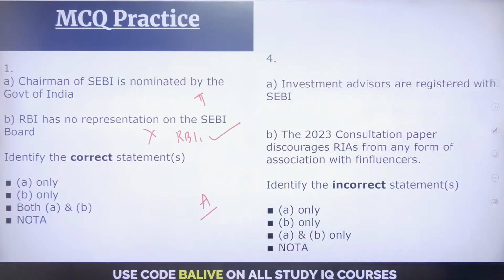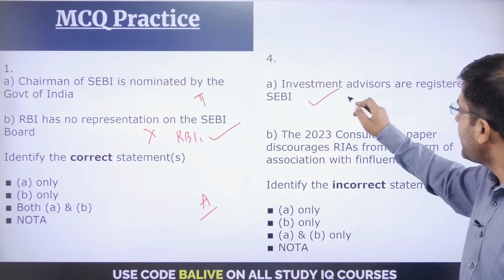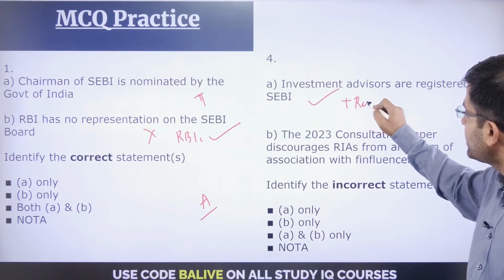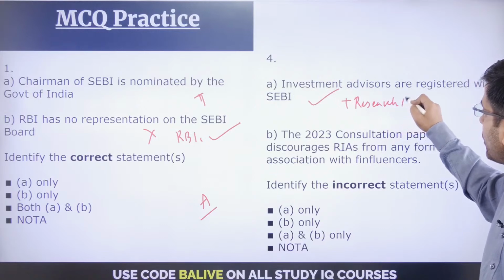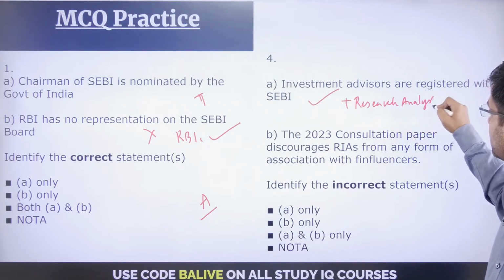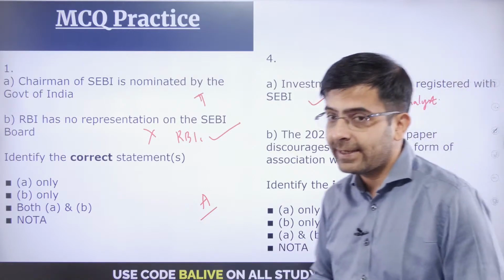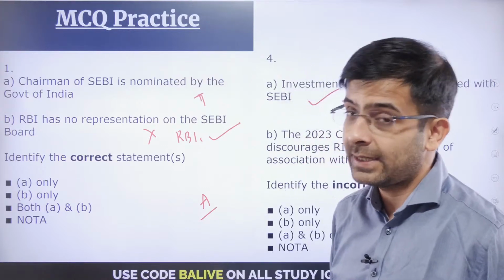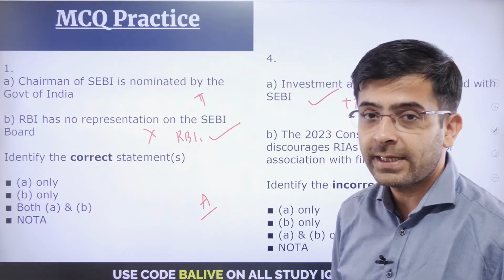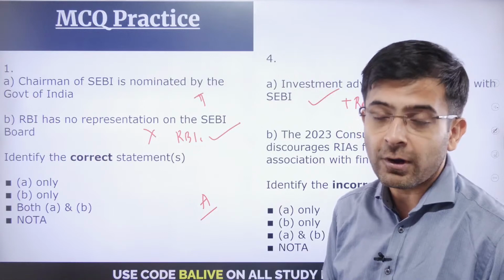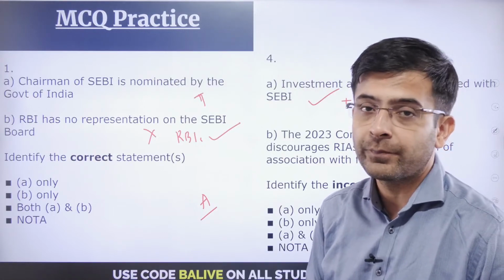Right. Investment advisors are registered with the SEBI. Absolutely correct. So you have investment advisors plus research analysts who go ahead and give advice to individuals, to companies, to organizations. Okay. And they obviously may have a conflict of interest. If they have a conflict of interest, then they will inform you.